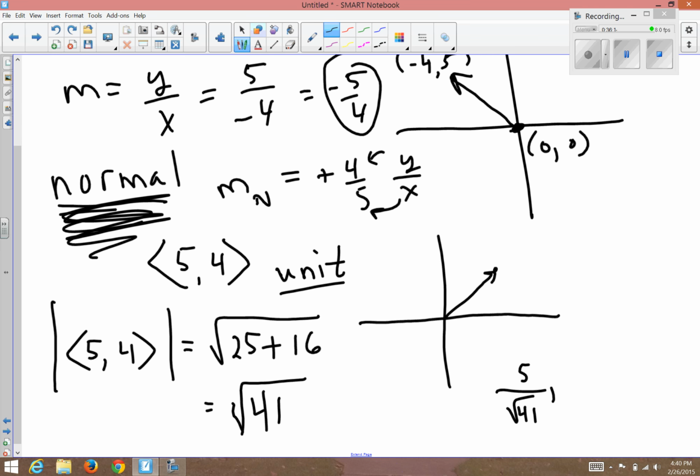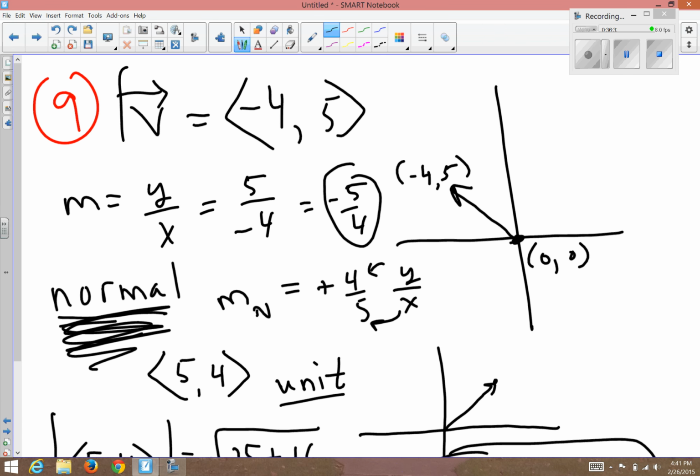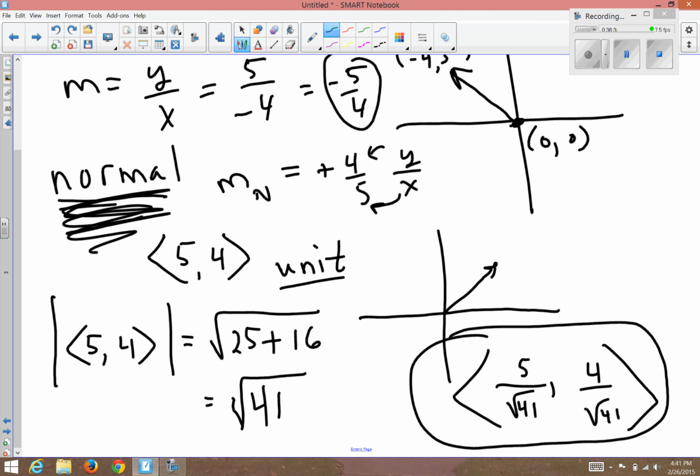So your job is to prove two things. One is that this really is a unit vector, because it said find a unit vector. Also, can you prove that this vector is normal to the original vector that was given? By normal, we mean perpendicular. And we will save example 10 to do in class.